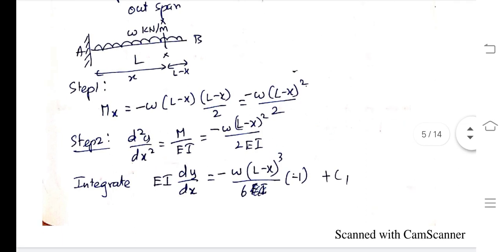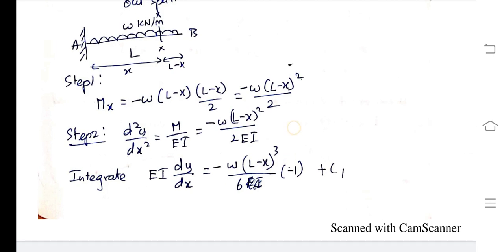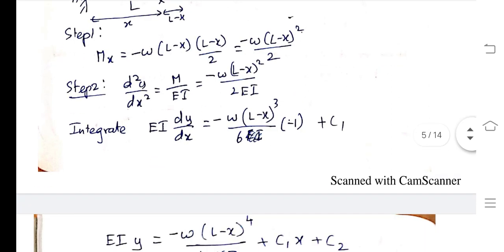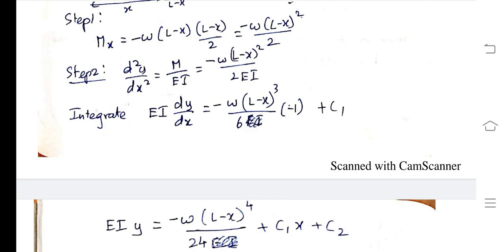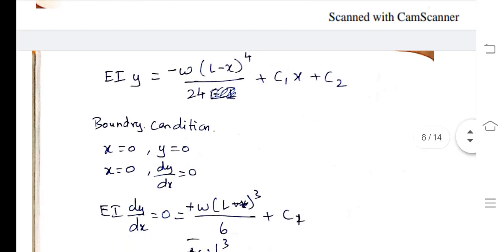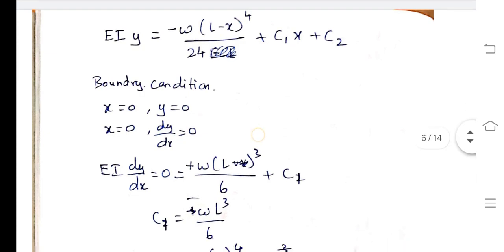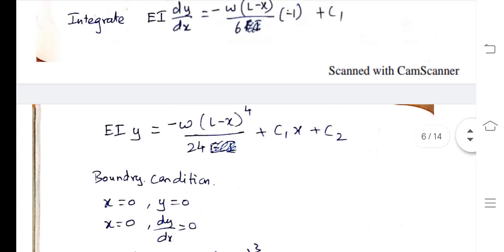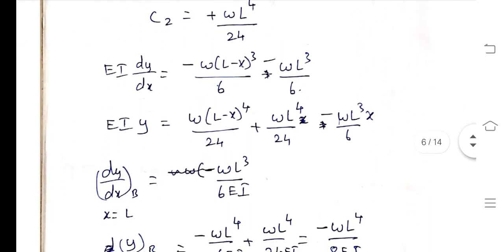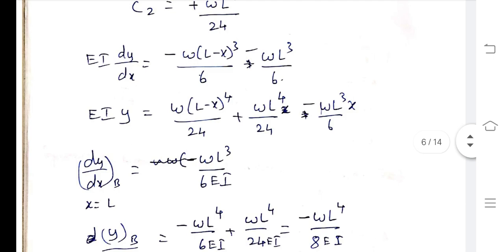Then d square y by dx square is equal to M by EI. So substituting the M value, minus w(L − x) whole square by 2EI. Integrating this, you will get a minus this value plus c1. Again integrating this, you will get c1 and c2. Now boundary conditions: x is equal to 0, y equal to 0, and x is equal to 0, dy by dx is equal to 0. Substituting these in both equations, you will get c1 and c2. Then substitute c1 and c2 in the equations and write the modified slope equation and modified deflection equation.